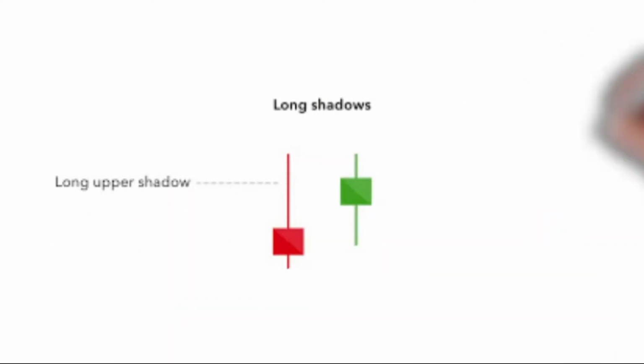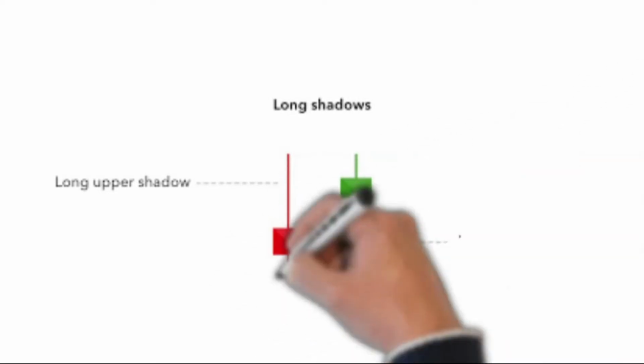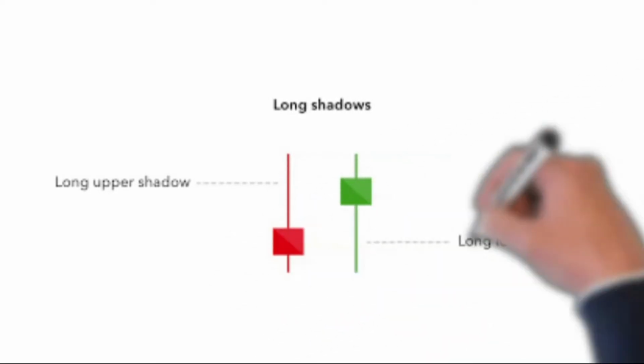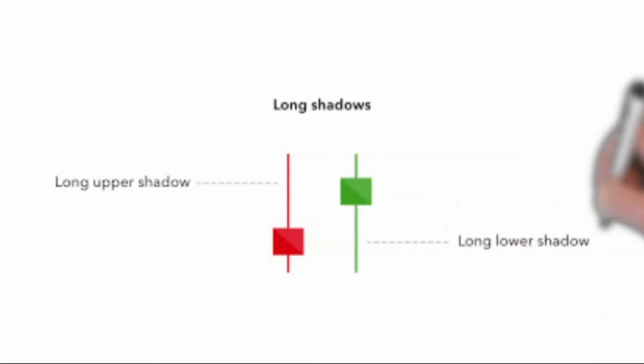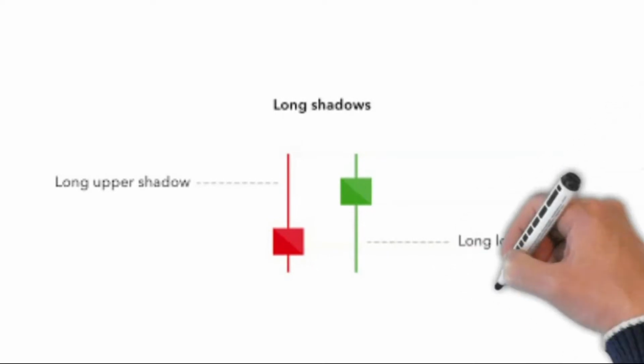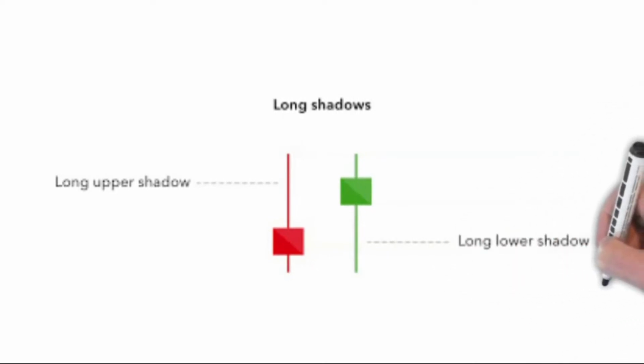But sellers came in and drove prices back down to end the session back near its open price. If a Japanese candlestick has a long lower shadow and short upper shadow, this means that sellers pushed the price lower, but buyers came in and drove prices back up to end the session back near its open price. Let us now look at common Japanese candlestick patterns.